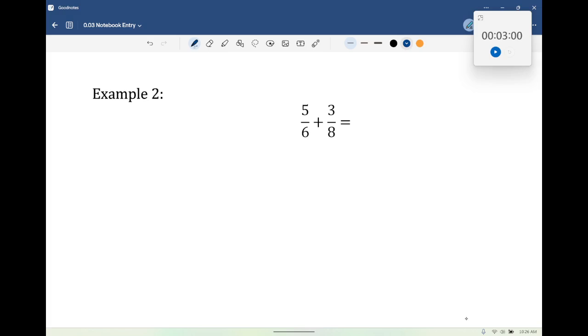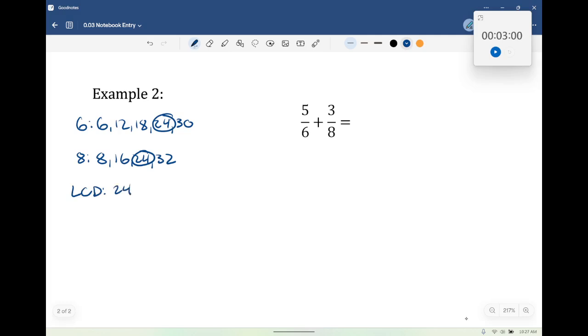And so if I'm looking at multiples of 6, I know I've got 6, 12, 18, 24, 30. I'm now going to check 8. 8, 16, 24, 32. Well, wait a second. 24 is in both of these lists, which means that my least common denominator, or least common multiple, again, same thing, should be 24.